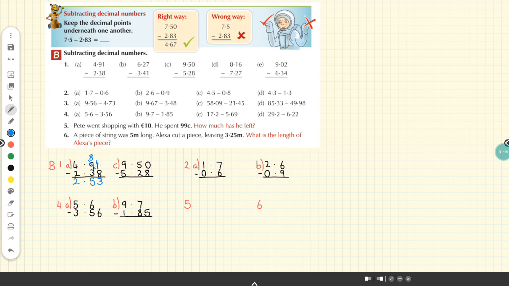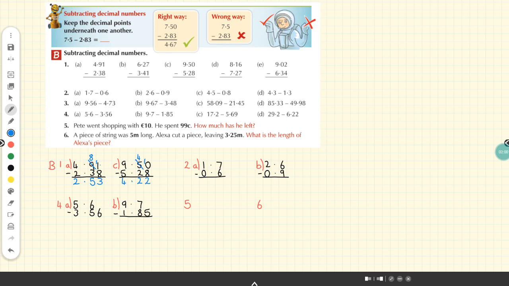And then for B1C, same, we start on the right hand side with the top digit. So 0 take away 8, we cannot do. So we go next door to rename. So we rename one of the tenths. So we have 4 tenths left, and we rename one of the tenths as 10 100ths. So now we have 10 take away 8, which equals 2. 4 take away 2, which equals 2. And make sure that our decimal points always go underneath each other. Then we have 9 take away 5, which equals 4.